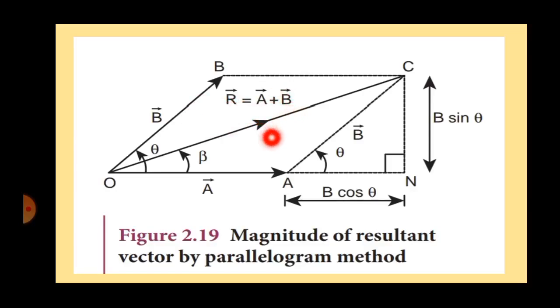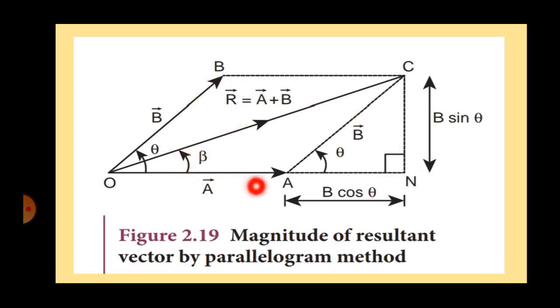Now calculate the magnitude and direction of the resultant of the parallelogram. First of all, magnitude. Now listen. CN is drawn perpendicular to the extended OA from C. The angle CON made by the resultant vector with A vector is an angle beta.